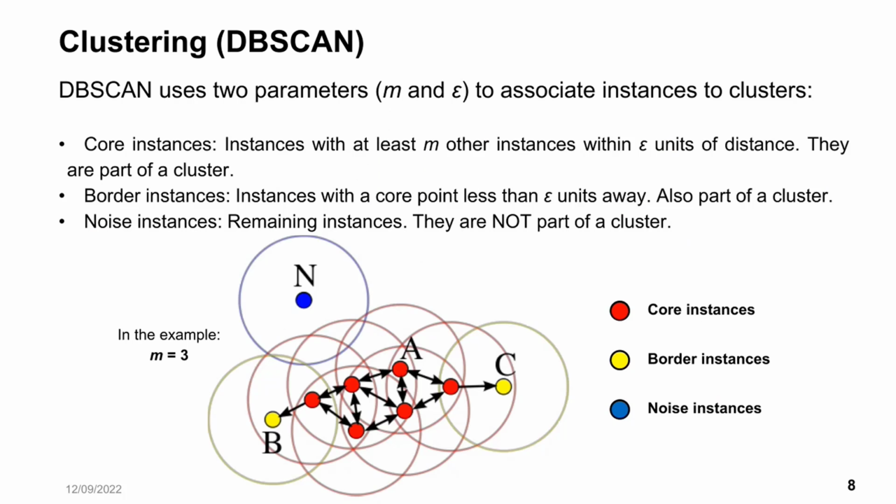Now, if we want to cluster cases, we need an algorithm to do that. DBSCAN is a density-based clustering algorithm that generates clusters in a simple fashion. Using the m and epsilon parameters and given several instances or points in space, DBSCAN recognizes 3 types of instances. Core instances that have at least m other instances within epsilon units of distance, and they are considered part of a cluster. Border instances that are close to core instances, and all the remaining instances, which are also called noise instances. They are not part of a cluster.